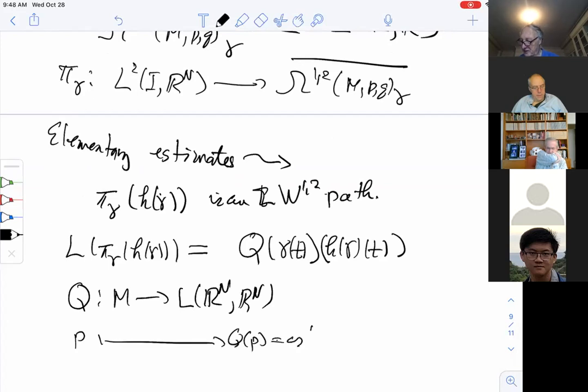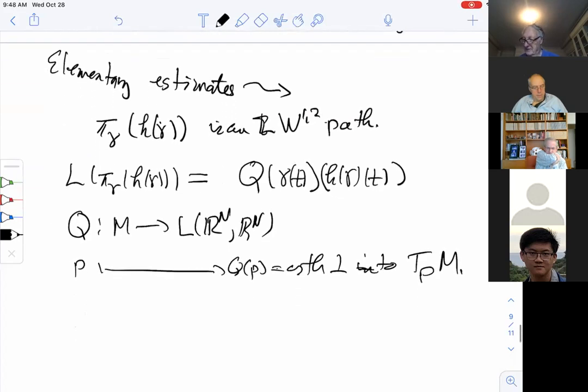It's just the orthogonal projection to this subspace, the tangent space at P of N. So you can apply this projection operator at gamma of T to H of T. Well, this is in L2, and this turns out to be in L2. So you can take products, if you will, of things in L2, and you get something back in L2.